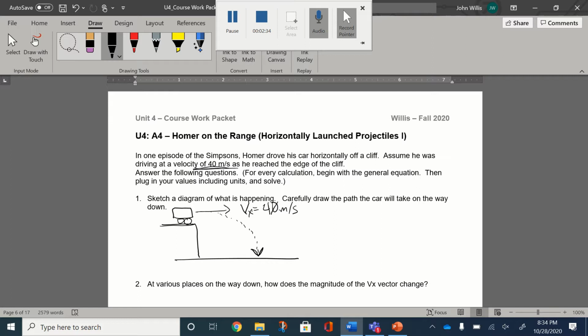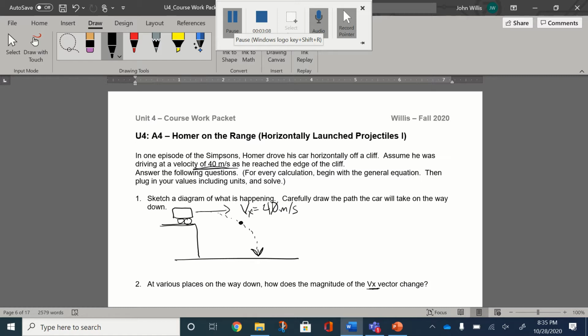So, question number 2 asks you, at various points along the path, how does the magnitude of your horizontal velocity change? Basically, after 1 second of being in the air, and I'm just picking a random point to be 1 second, has that Vx value changed in any way, shape, or form? The easiest way to think about this is that was Homer Simpson's speed while he was driving across the road. And the moment he's no longer on the road, his wheels, his tires, have no bearing over his ability to speed up or slow down.